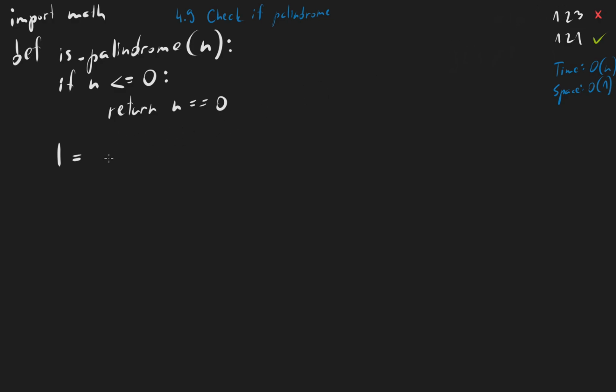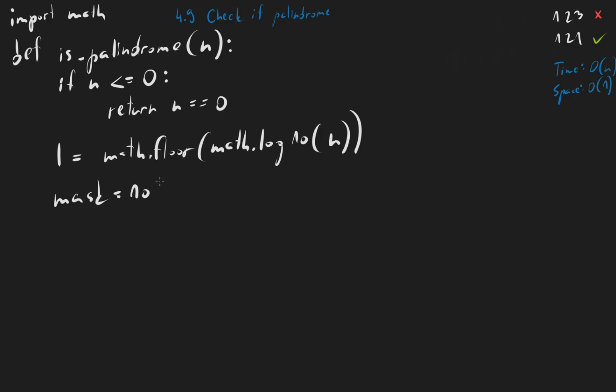Okay, so we need to build up a mask. So length is math floor, and then we're going to use the log10 method in Python. Math log 10 of the number. Cool. And then we can calculate the mask, which is 10 to the power of this length here. Okay.